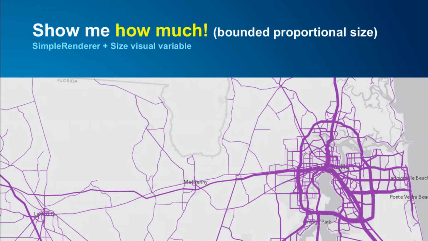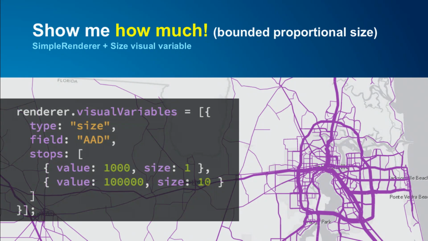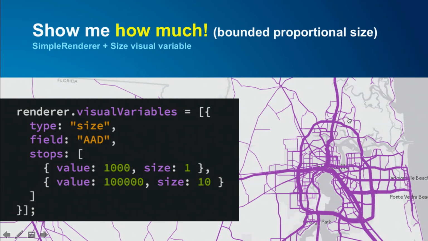Now let's do the same thing, but apply it to linear features like highways. Again, very simple. These are polylines. We have a simple renderer with visual variables. We're going to size them based on the average daily traffic, but we're going to set some bounds on it. We're going to say anything less than 1,000 is going to be sized 1. Anything more than 100,000 is going to be sized 10.